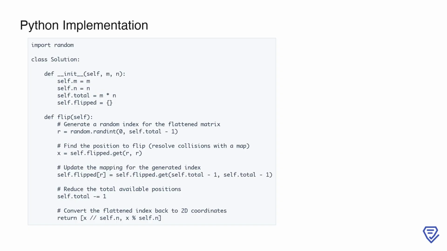Next, we update the mapping for the generated index by assigning it to the value of the last available position in the matrix. This helps us efficiently manage the remaining positions. Finally, we decrement the total counter to reflect that one fewer position is available, and we convert the flattened index back into 2D coordinates using integer division and modulo operations. The method then returns these coordinates as the result of the flip.